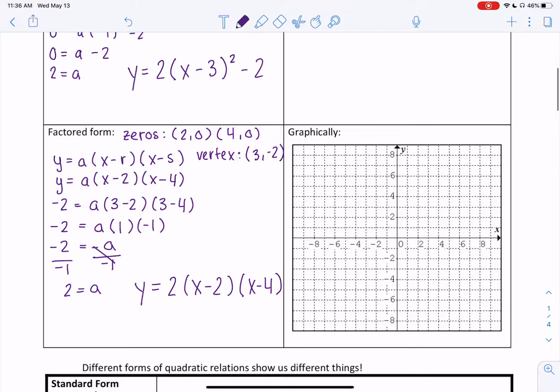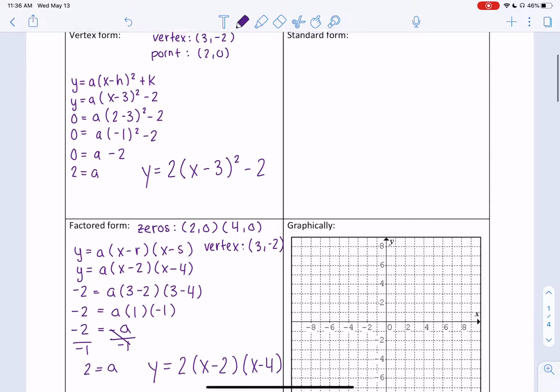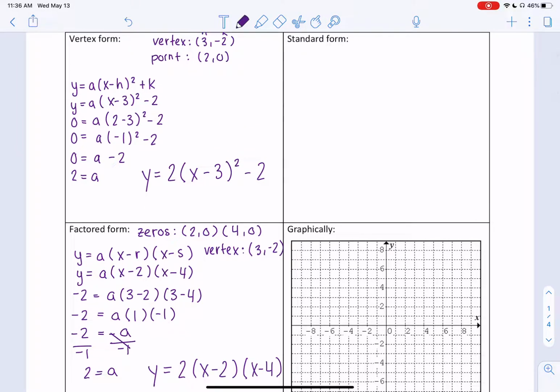And now we want to write it in standard form. And in order to write it in standard form, I'm just going to expand and simplify either my equation in vertex form or factored form. Your equation is a little bit easier to multiply out in factored form, but it doesn't matter if you want to multiply it out from vertex form, that's absolutely okay too. So all I'm going to do is draw my arrows here and multiply out those brackets.